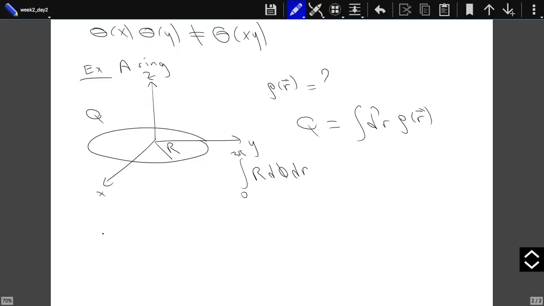What do we know about the density, charge density, without writing the expression?